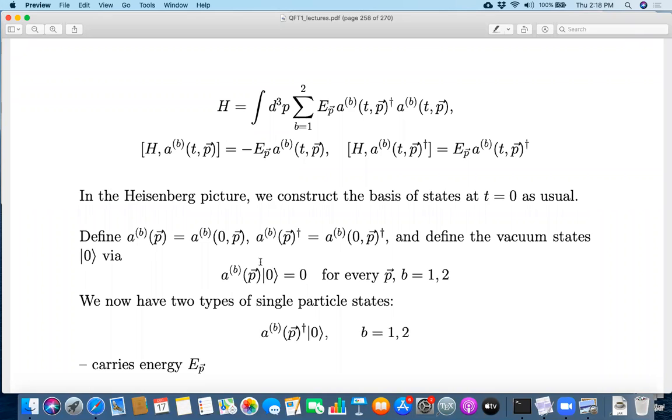Given this vacuum, we can create a single particle state by acting with A_B dagger. And the multi-particle states, of course, will involve acting with A_B dagger many times, as before. But the single particle states carry energy E_p. So again, this is saying that there are two different kinds of single particle states. Both carry the same energy E_p for a given p.